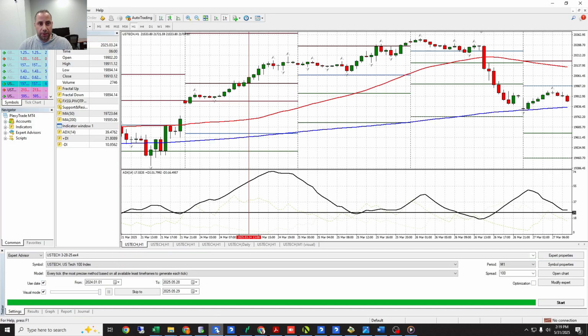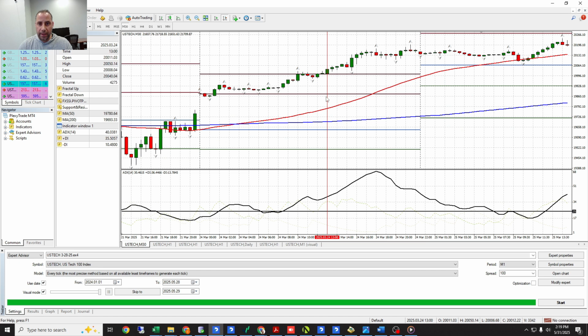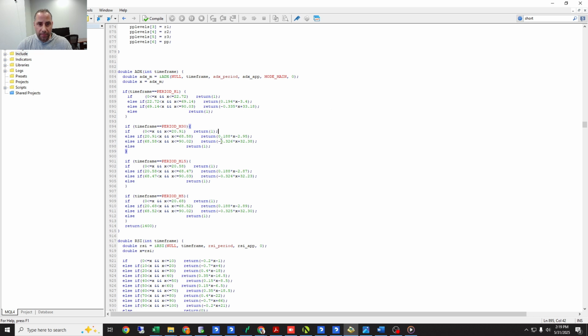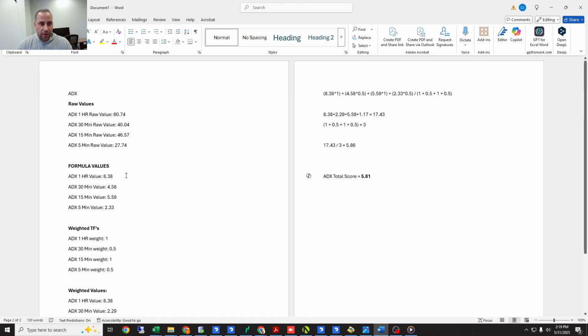Now let's go back to the charts, go to the 30-minute time frame, and take a look at the value at the same spot. The value on the 30-minute time frame in the ADX was 40.03. We'll multiply it, because it's in this zone over here, by 0.188, and subtract 2.95, and we'll get a value of 4.58, and so on and so forth.